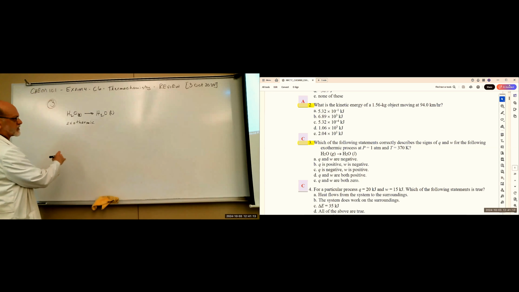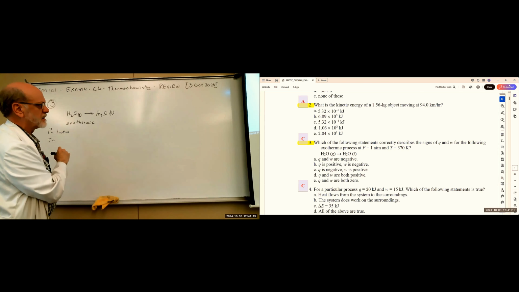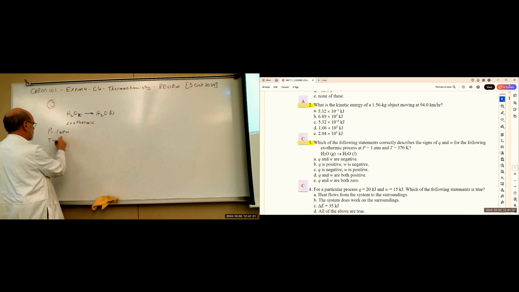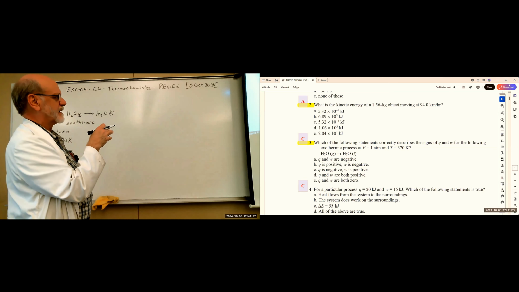We're also given pressure of 1 atmosphere and temperature of 370 K. That's everything we're given. Okay.